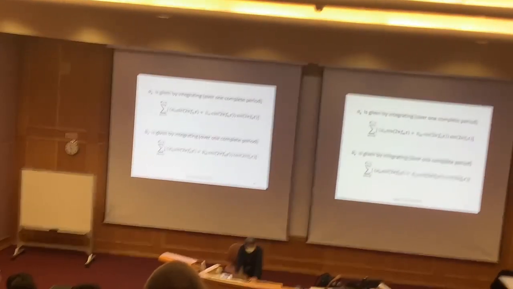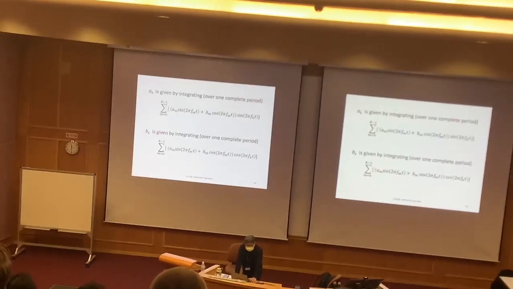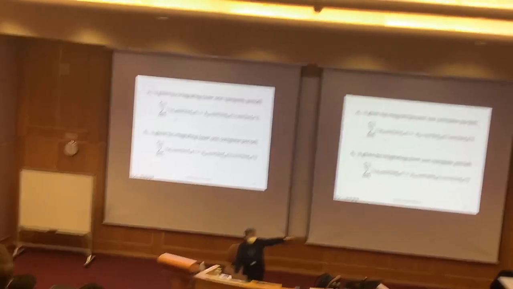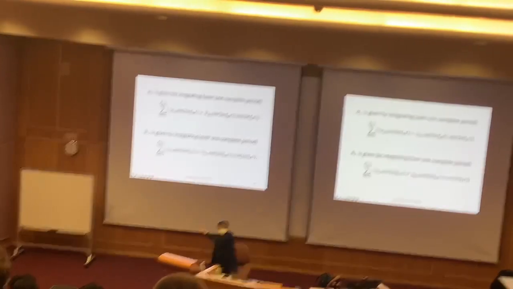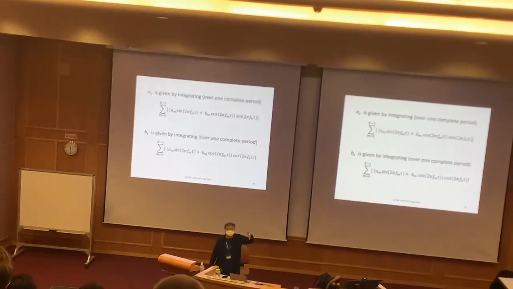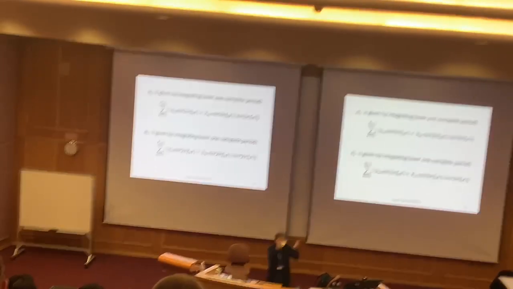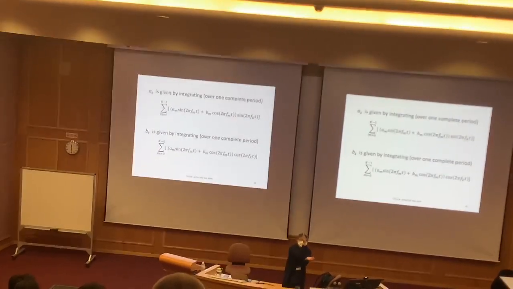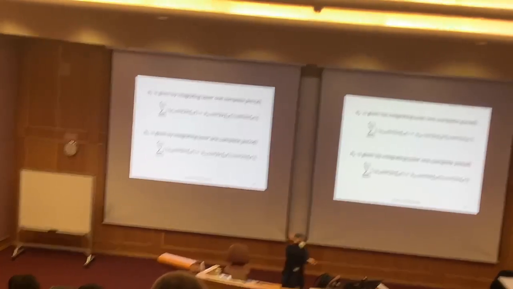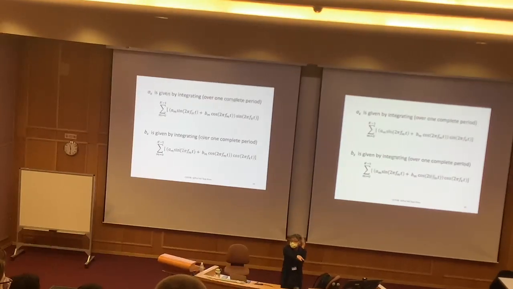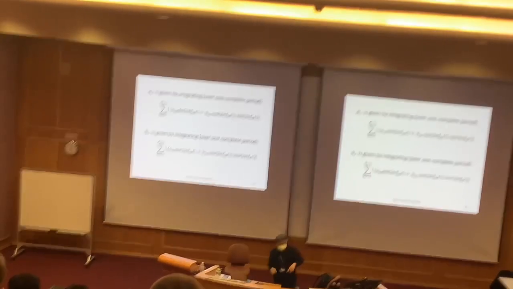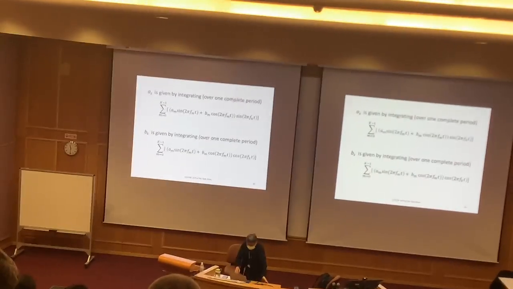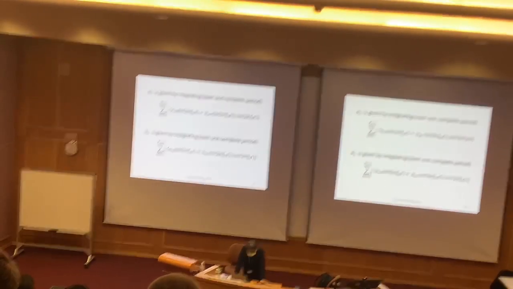So A is given by integrating over one complete period. Integrating over one complete period is our dot product. And you must finish one complete period or multiples of the period. You cannot do halfway. When I say the two vectors are orthogonal to each other, you cannot take half of the vector and half of the vector and dot product and still expect them to be zero. You have to take the entire vector, so you have to take the complete period.